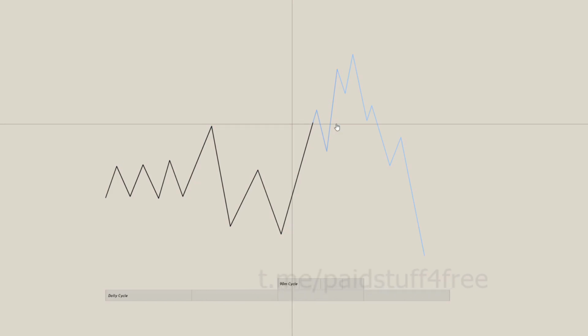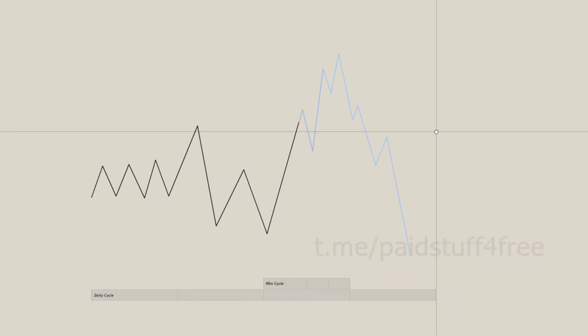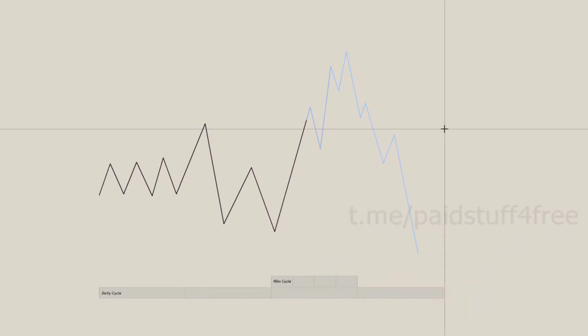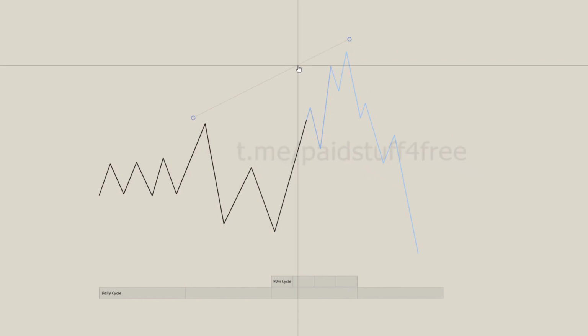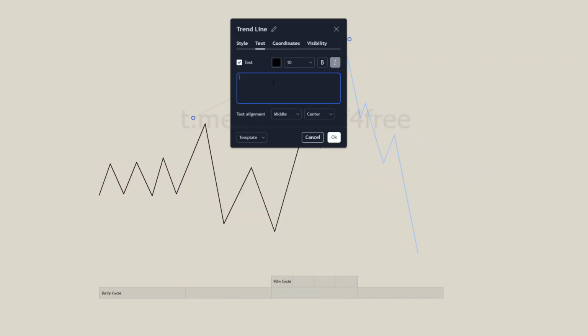How this model works is very simple. It's a 3-step process. Step 1 is you just look for an SMT with London high. And that's why you always see me marking out London high, right?